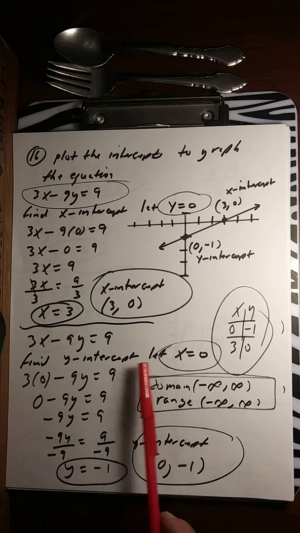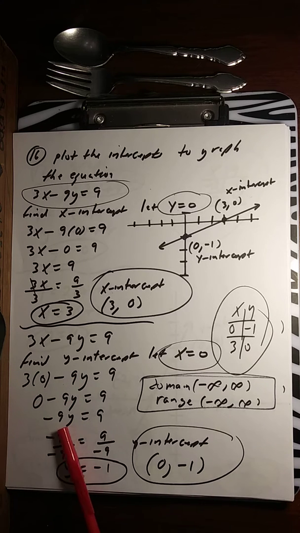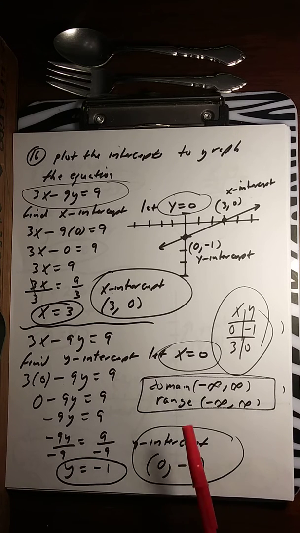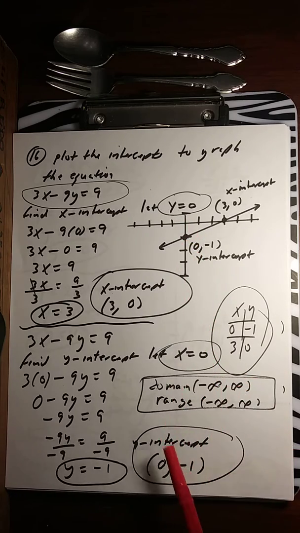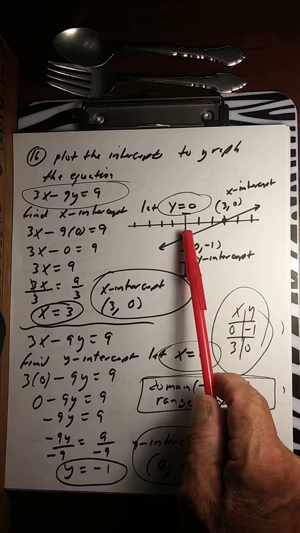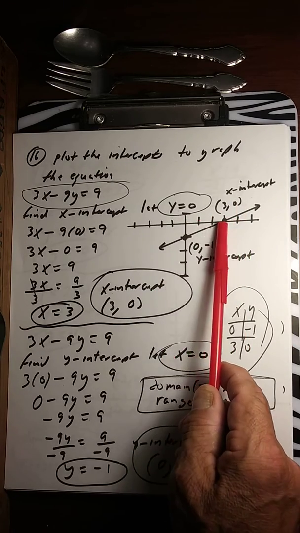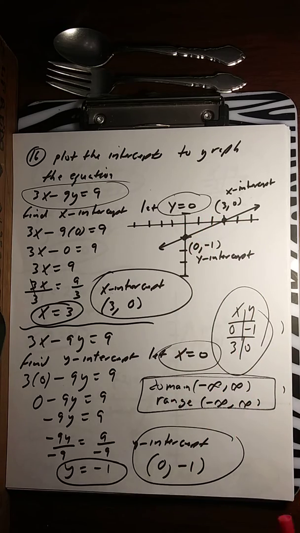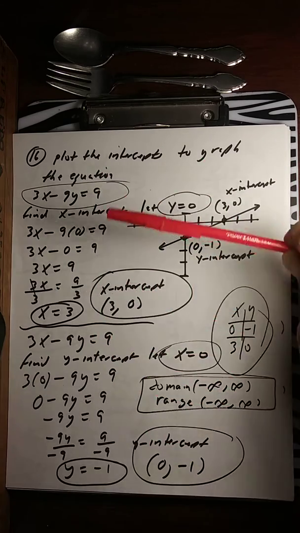To find the y-intercept, let x equal 0. 3 times 0 is 0. Minus 9y equals this. Divide by negative 9. Y is negative 1. So 0, negative 1 is the other point. So we have 0, negative 1, and we also have 3, 0 right there, the x-intercept, and the y-intercept 0, negative 1. Domain: negative infinity to infinity. Range: negative infinity to infinity.